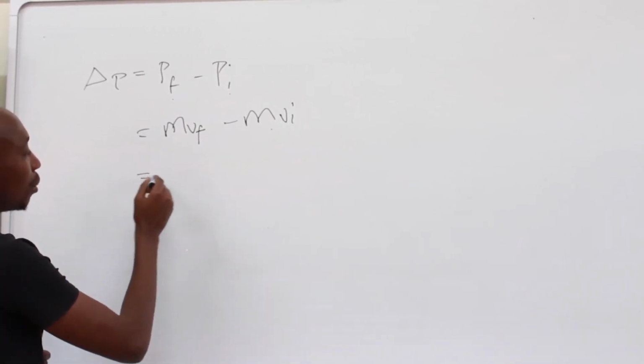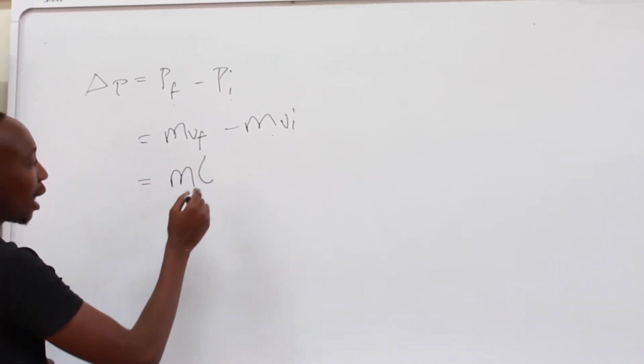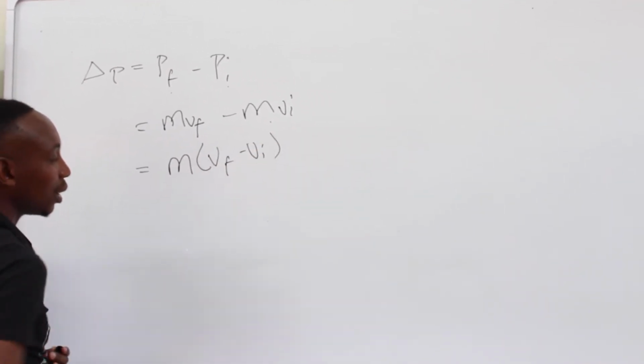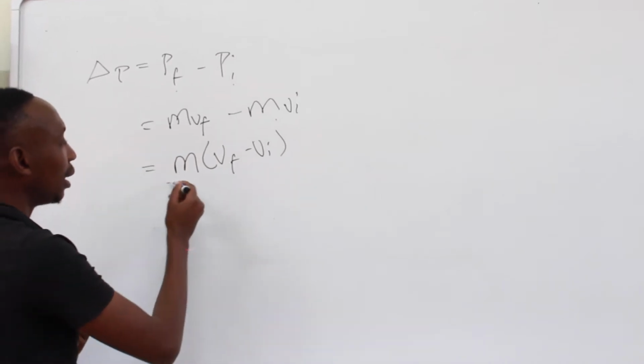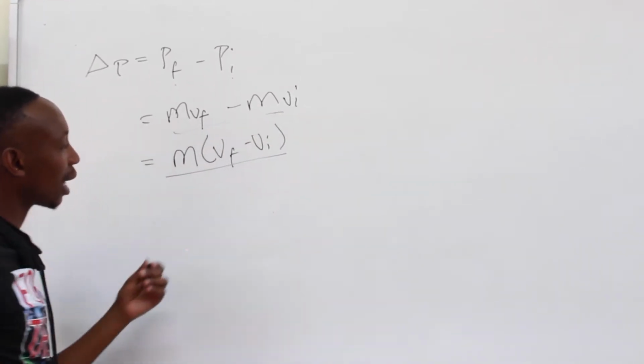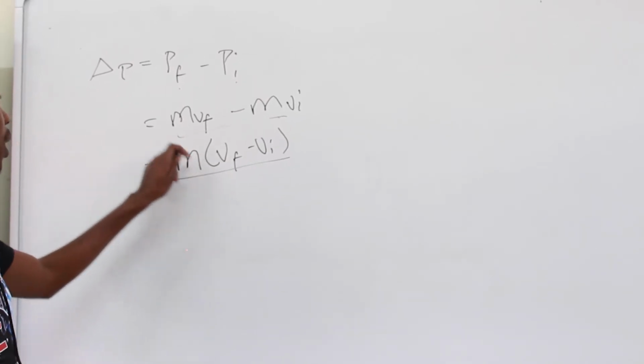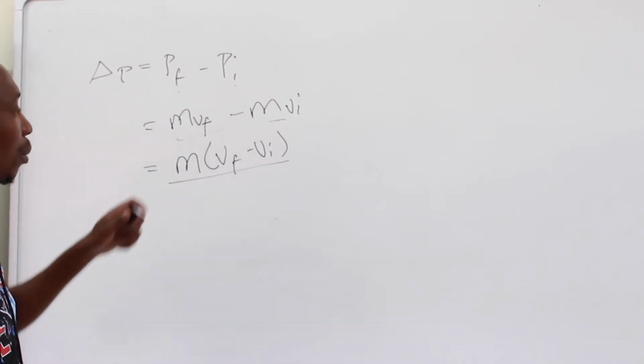And when solving problems, you can take m as the highest common factor, giving m times the final velocity minus the initial velocity in the bracket. It's still the same as this. It's just a direct replacement to make my calculations less complicated. So this is the change in momentum.